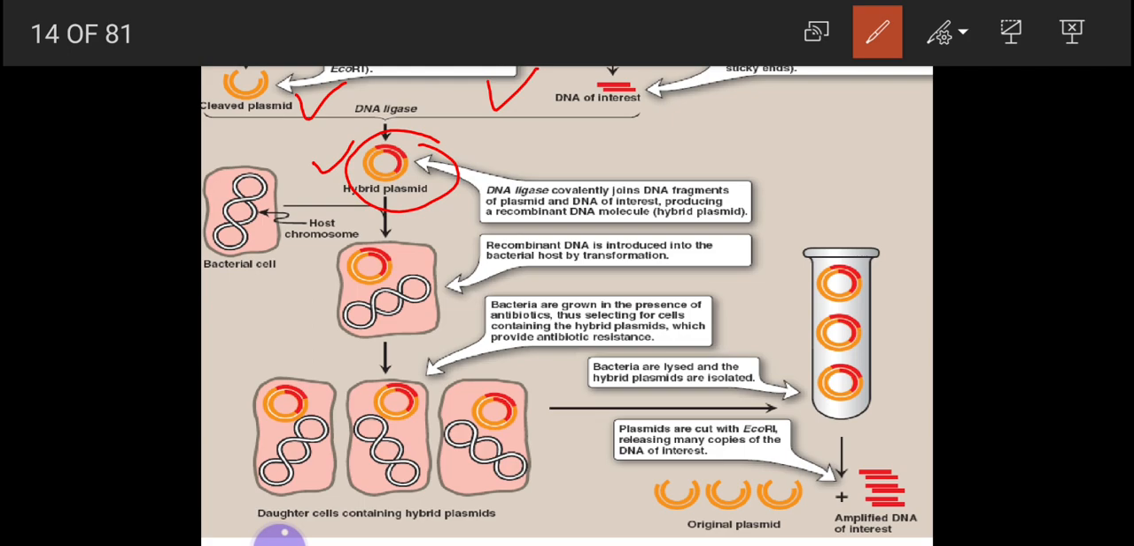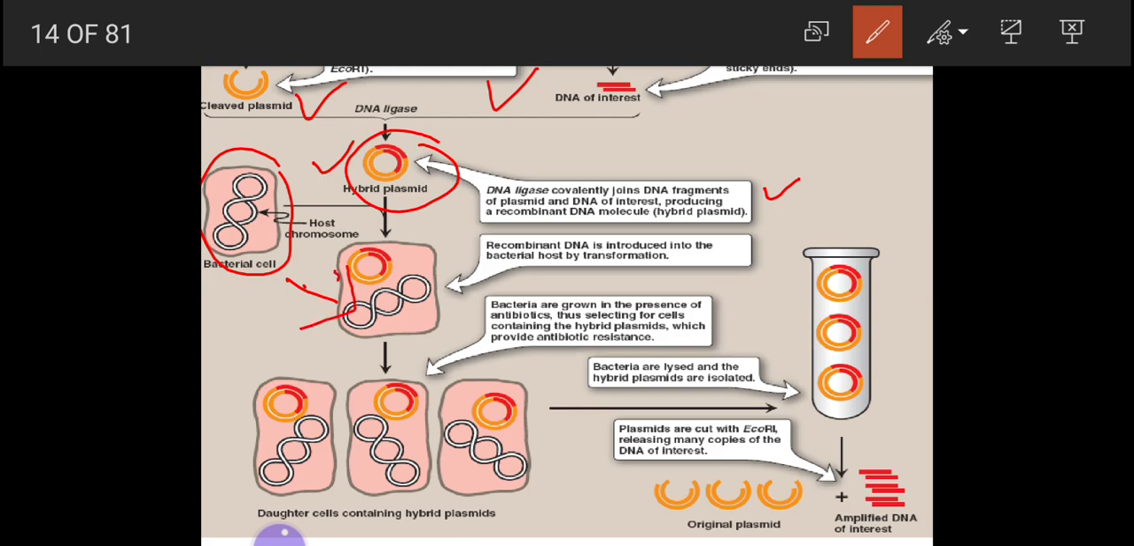The DNA ligase covalently joins DNA fragments of the plasmid and DNA of interest, producing a recombinant DNA molecule or hybrid plasmid. Now, after this step, what will we do? We will get the bacterial cell. This bacterial cell will help to multiply, to amplify this plasmid. It will accept the plasmid here.